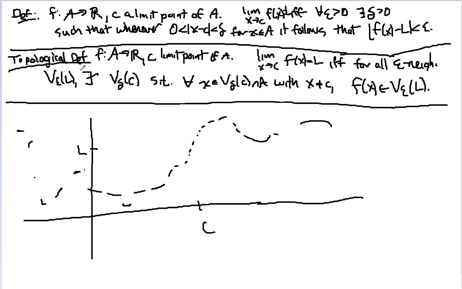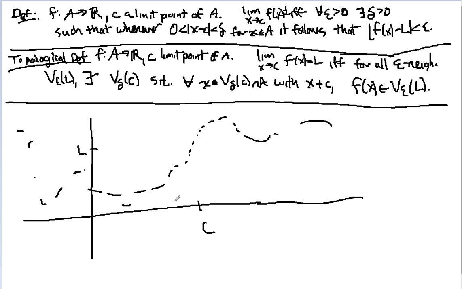And topologically, we can just rephrase that. Same domain, same limit point c, same limit, if and only if for all epsilon neighborhoods of L, which means basically f of x is in the epsilon neighborhood of L, there exists a delta neighborhood of c, such that whenever x is in the delta neighborhood, f of x is in the epsilon neighborhood. So these are really saying the same thing.